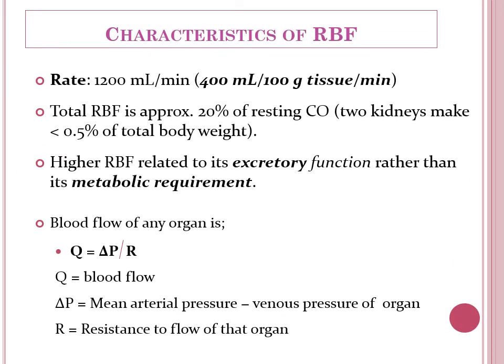So now coming to the characteristics of the renal blood flow. The kidney is receiving a high amount of blood flow. The rate of blood flow to the kidney is around 1200 ml per minute. And as far as per unit gram of tissue, it is much higher than many of the other tissues. It is around 400 ml per 100 gram tissue per minute.